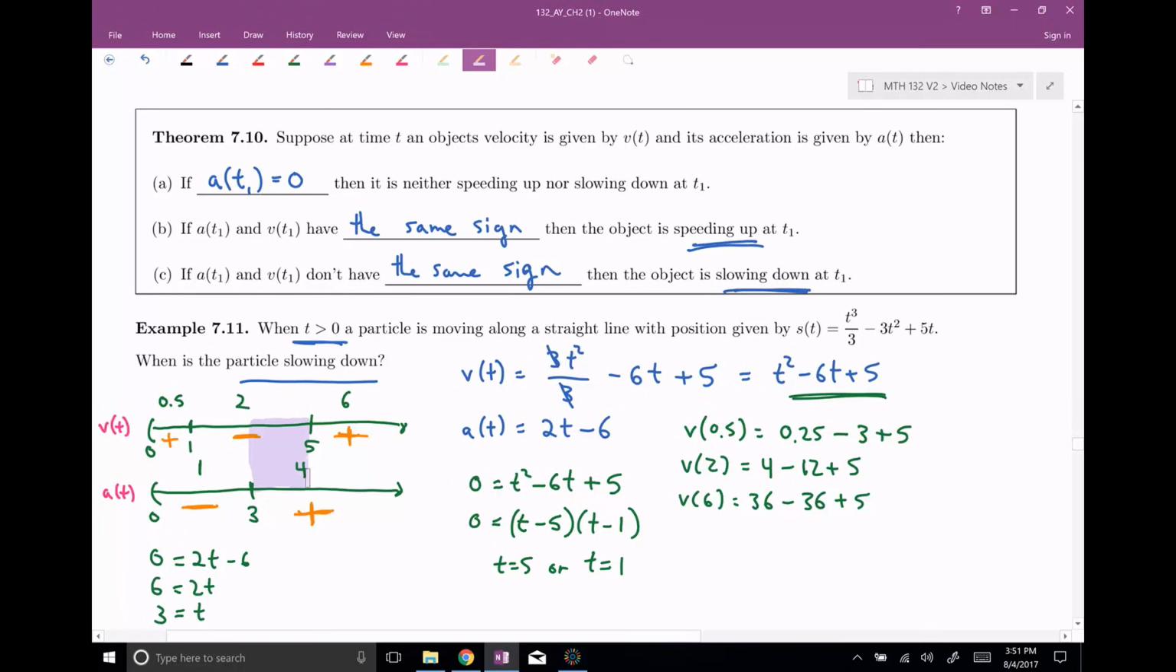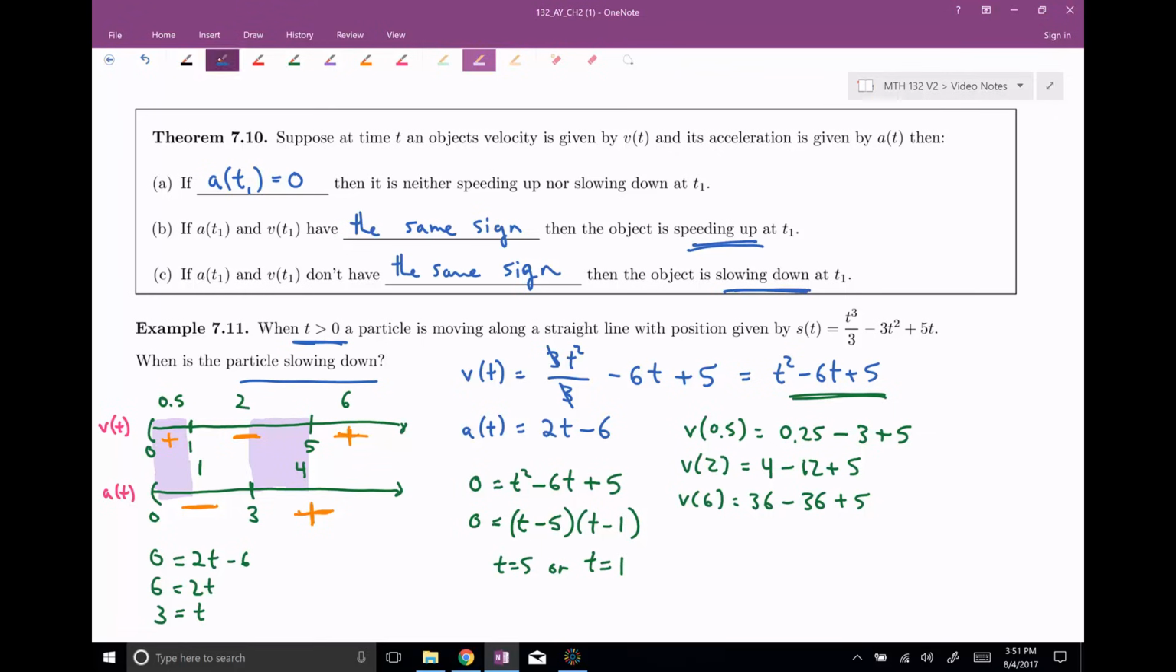So this is where lining them up right on top of each other is very useful. Again, we can see the velocity is negative, the acceleration is positive, so they have different signs between 3 and 5. Likewise, between 1 and 3, they're actually both negative. That's okay. But between 0 and 1, they have different signs, right? Again, the velocity is positive in this case, and the acceleration is negative.